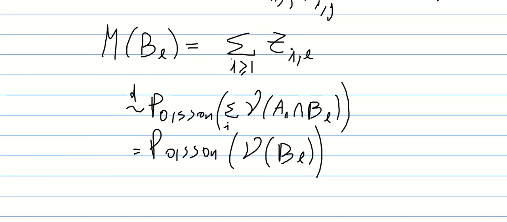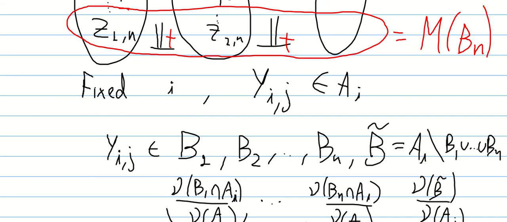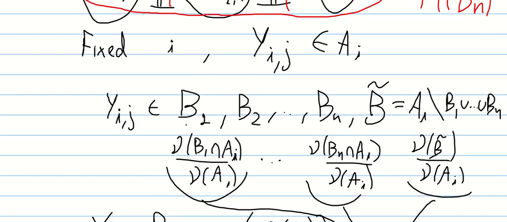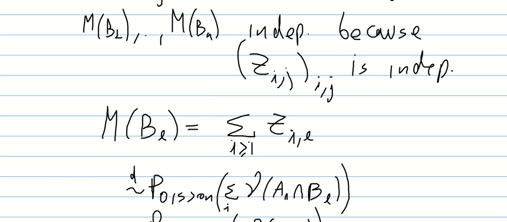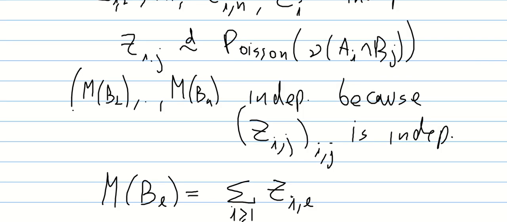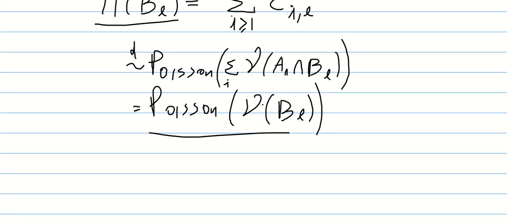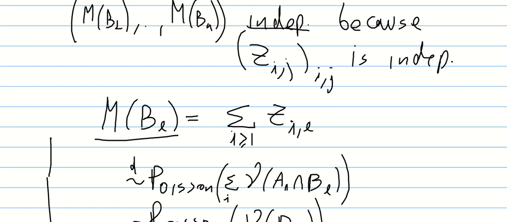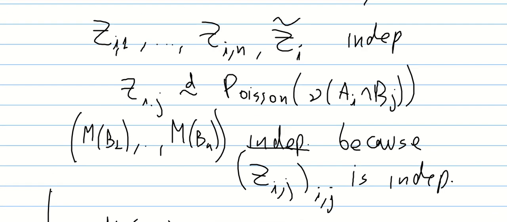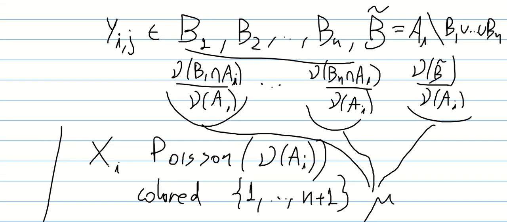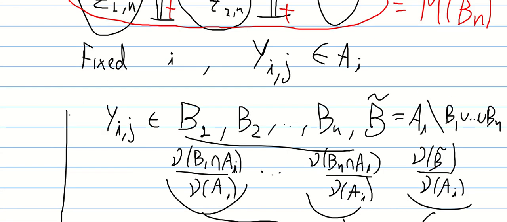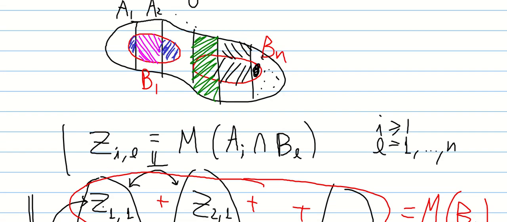So what we have proved is that for every B1 to Bn, the vector M of B1, ..., M of Bn is independent, and M of Bl has a Poisson distribution with the measure of Bl, which is exactly what we need to say that something is a Poisson point process with intensity measure nu.